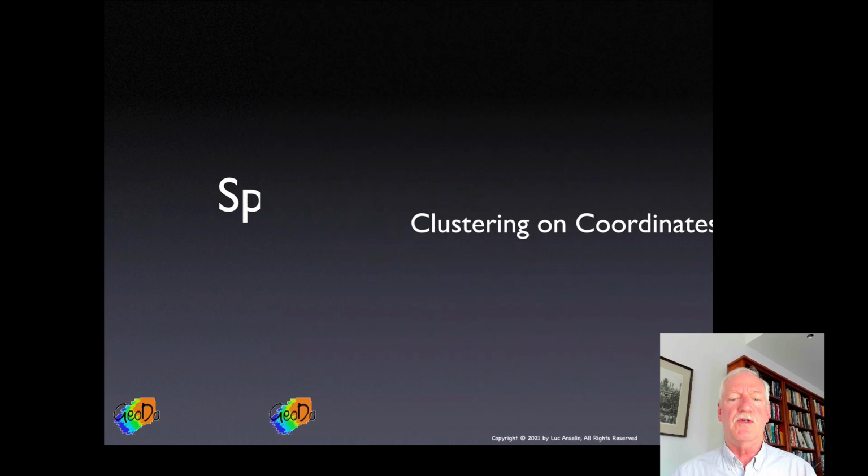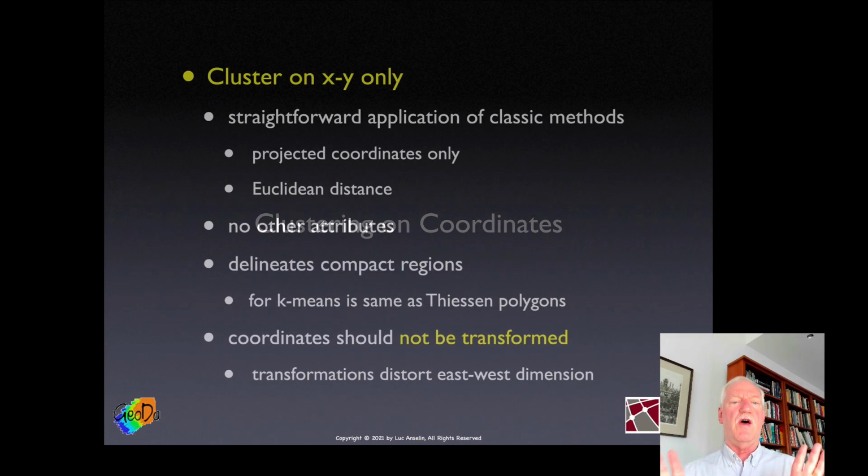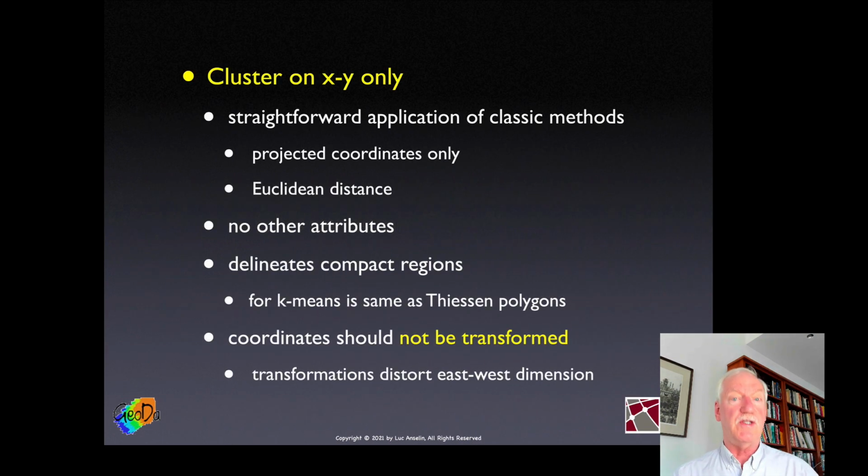So first, clustering on the coordinates. Nothing new there. We've actually done this several times already. In fact, every one of the toy examples was a clustering on coordinates. So it's a straightforward application of classic methods. Only coordinates as attributes, no other attributes.